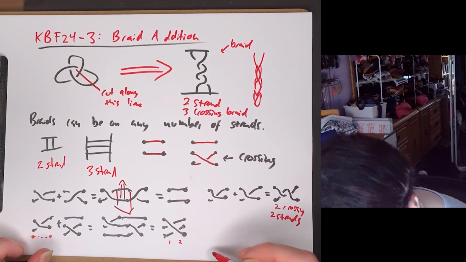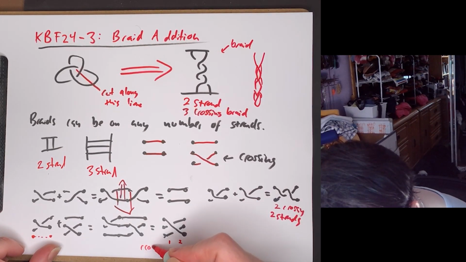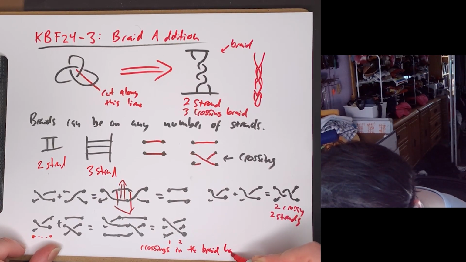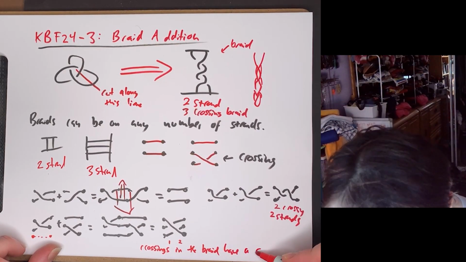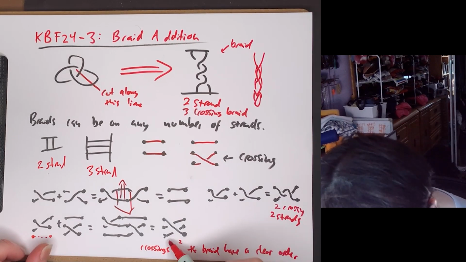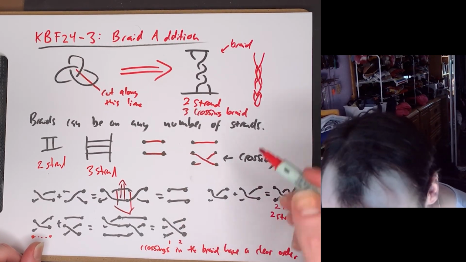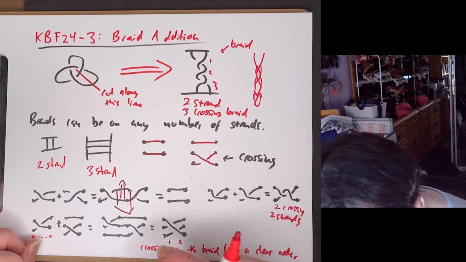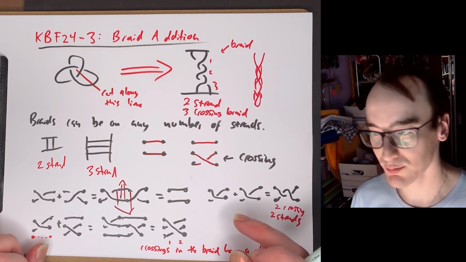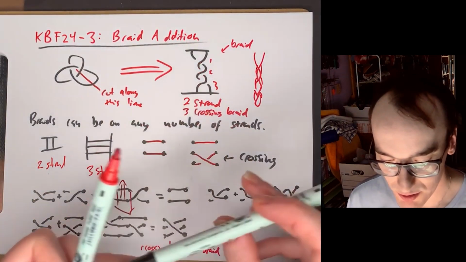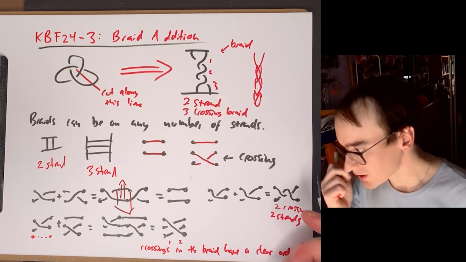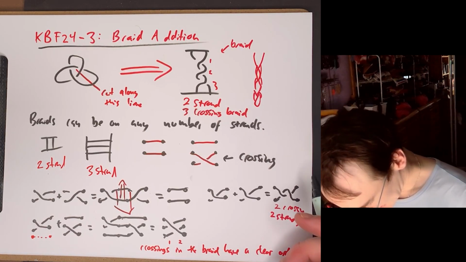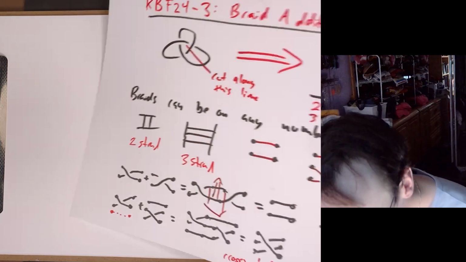Important note about crossings. Ideally, and in fact always if you're doing it properly, crossings in the braid have a clear order. That means like this one, you can see that this one is in front of that one, or in this one, 1, 2, 3. It's easy to figure out which one is which. On a 3 or 2 strand braid, that's going to be less of a problem. But obviously once you start to deal with more complicated braids, that becomes a real issue. That's basic braid addition.